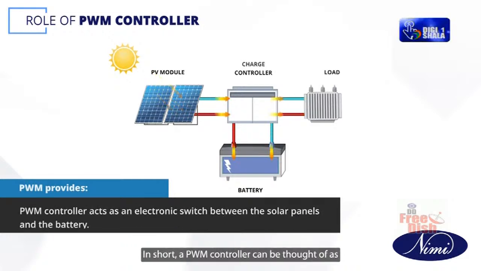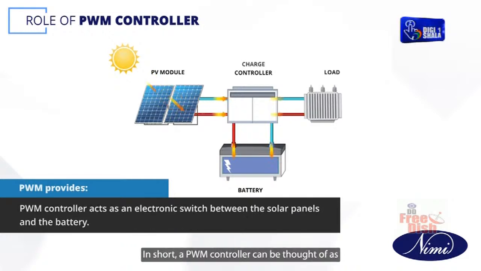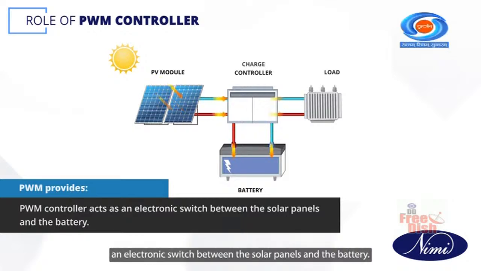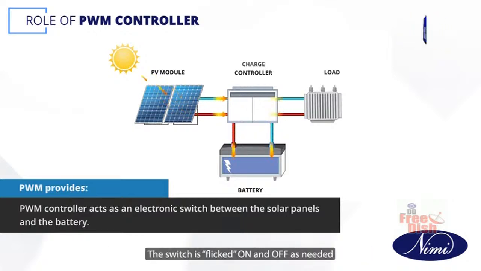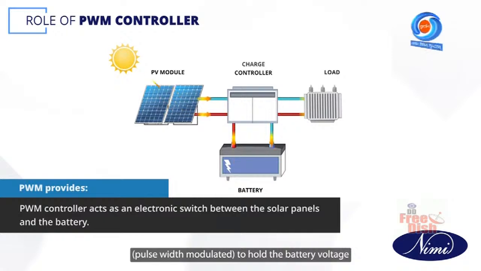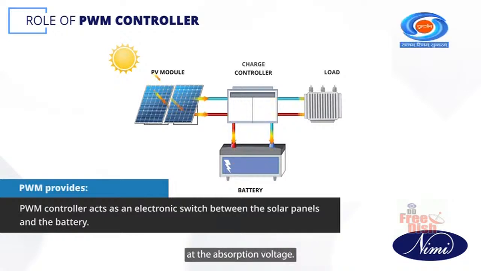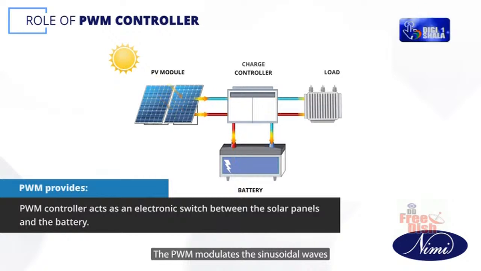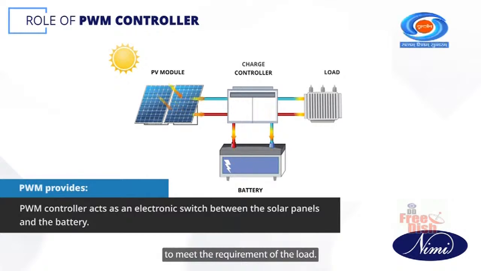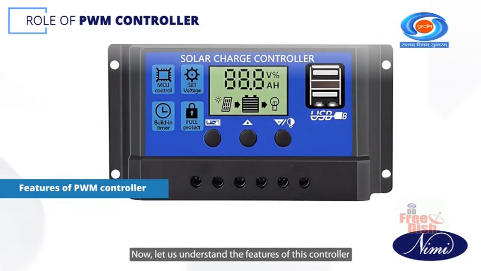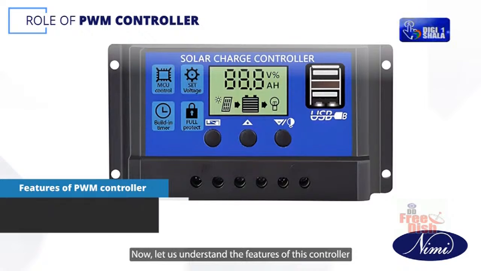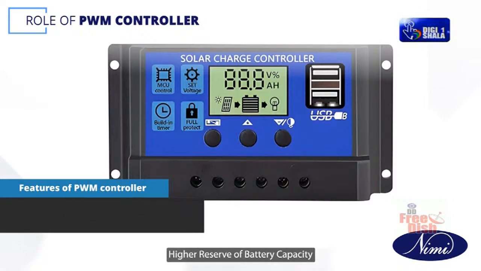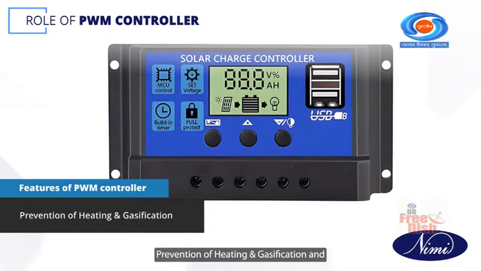connection. In short, a PWM controller can be thought of as an electronic switch between the solar panels and the battery. The switch is flicked on and off as needed, pulse width modulated to hold the battery voltage at the absorption voltage. The PWM modulates the sinusoidal waves required by certain loads in a way to meet the requirement of the load. Now let us understand the features of this controller: higher reserve of battery capacity, prevention of heating and gasification, and suitability to smaller applications.